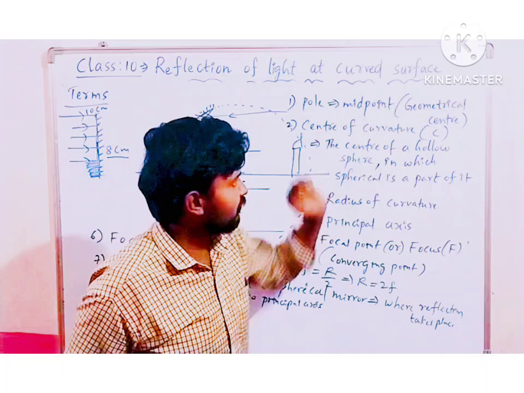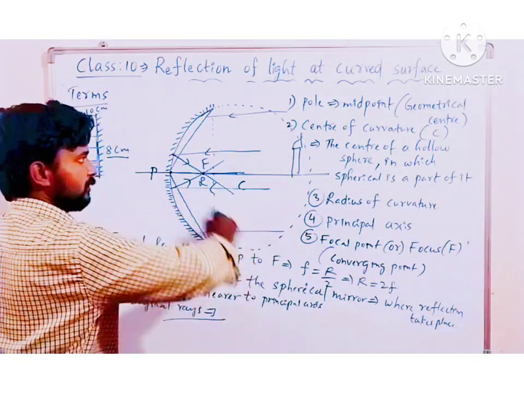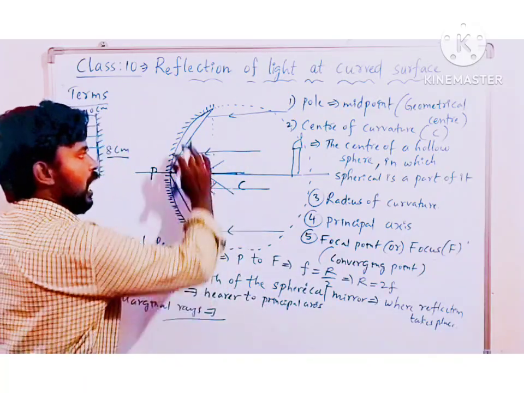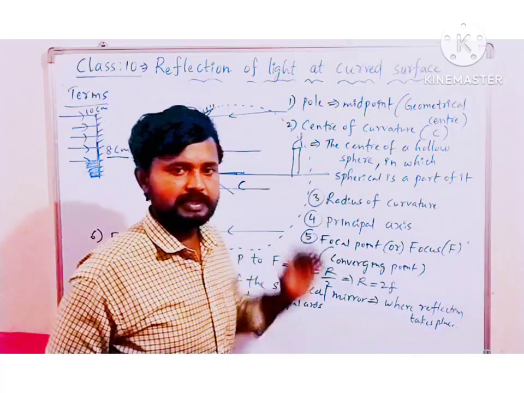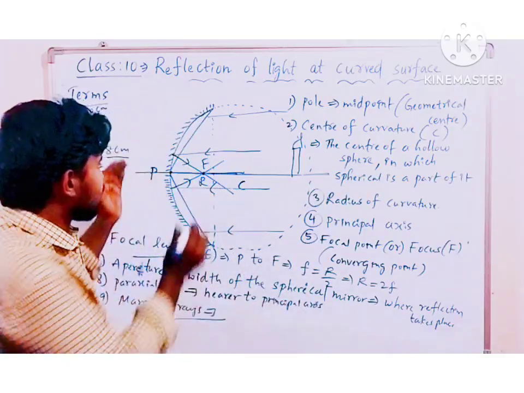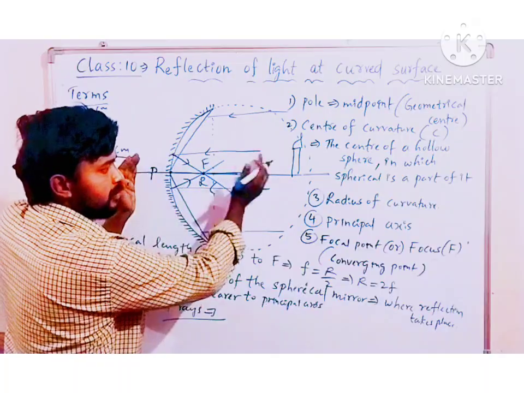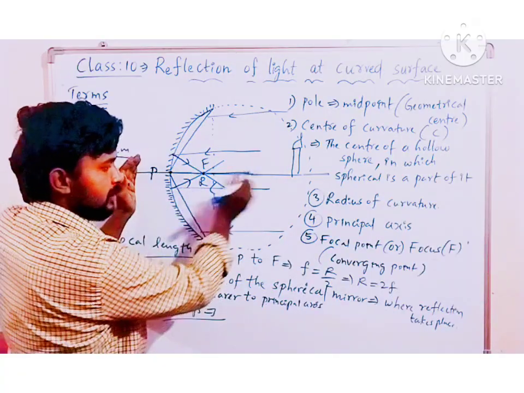Next thing is the center of curvature. Center of curvature means the center of a hollow sphere, of which the mirror is a part. Next thing is the radius of curvature. What is the radius of curvature? The distance from pole to the center of curvature is called the radius of curvature. Here to here the distance is called the radius of curvature.